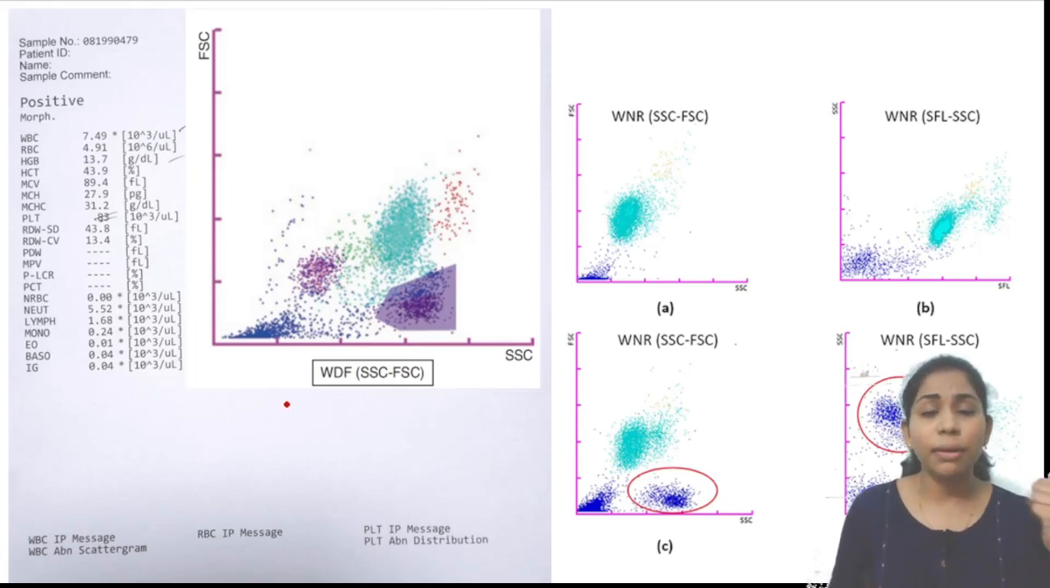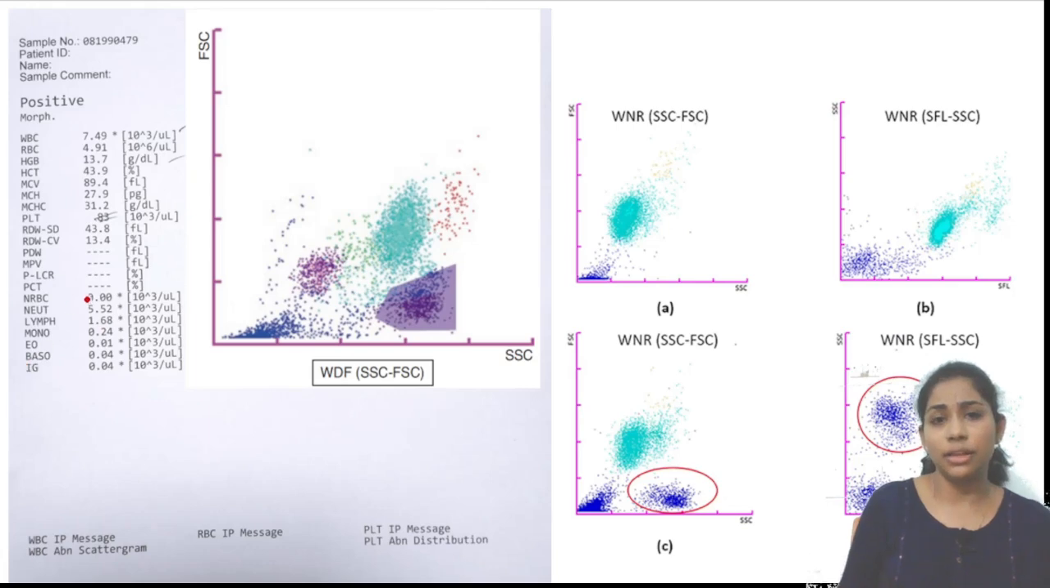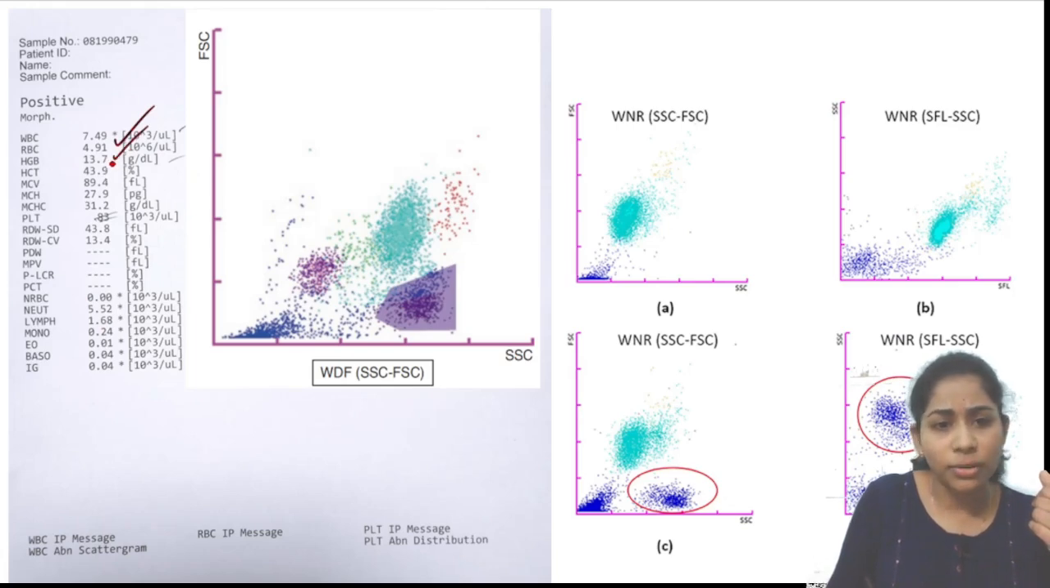I'm sharing my personal experience here. One time, my technician called me and showed me the CBC. This is the exact CBC I kept here. See, the WBC is absolutely normal, RBC is 4.9 million and hemoglobin is 13.7.